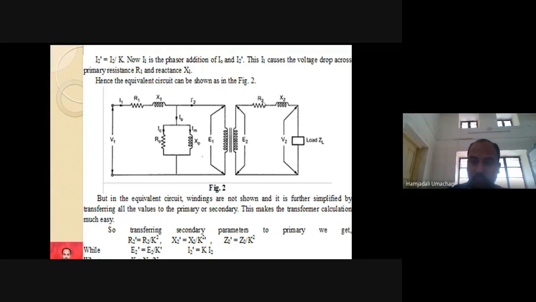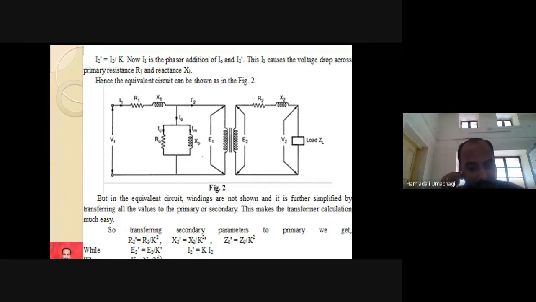So now what is the value of this R2 dash? Let us see here. R2 dash is given by the original secondary resistance R2 divided by K square. X2 dash will become X2 by K square. Z2 or ZL, both are the same. ZL dash is equal to ZL by K square. Secondary induced EMF E2 will become E2 dash, which is equal to E2 by K. And now I2 will become I2 dash, which is equal to K times I2, where K is the transformation ratio, that is equal to NP by NS.